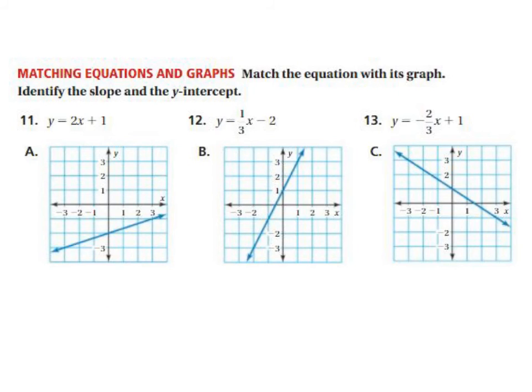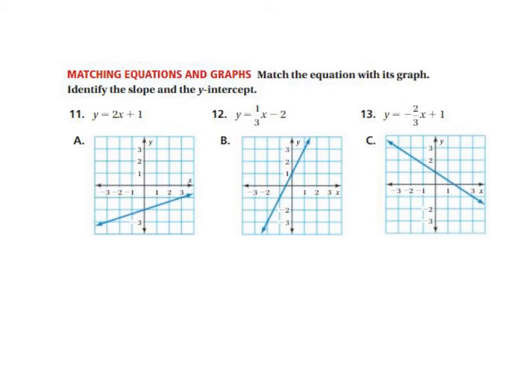So here we have a chance to match things. We're not graphing, we're just matching. This is y equals 2x plus 1, so our slope m is 2, and our y-intercept is 1. This is y equals 1/3 x minus 2, so our slope is 1/3 and our y-intercept is -2. And this would be y equals negative 2/3 x plus 1, so our slope is negative 2/3, and our y-intercept is 1.